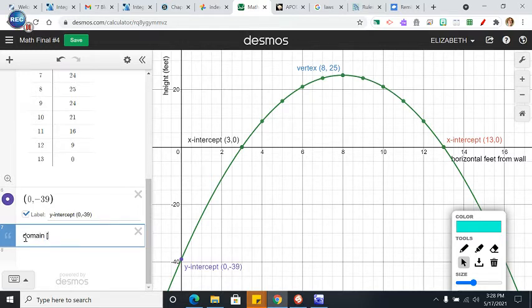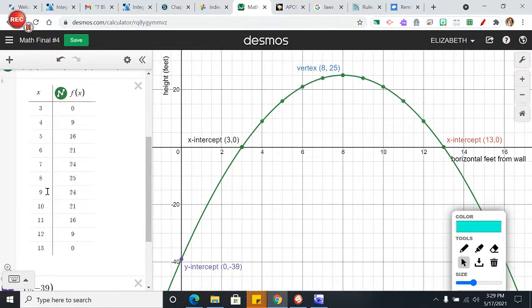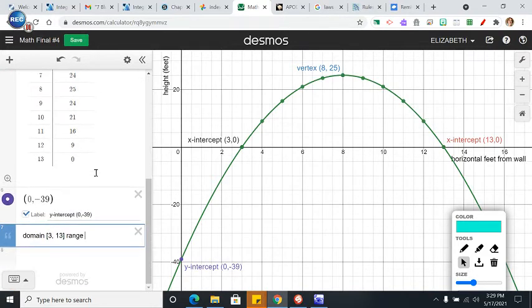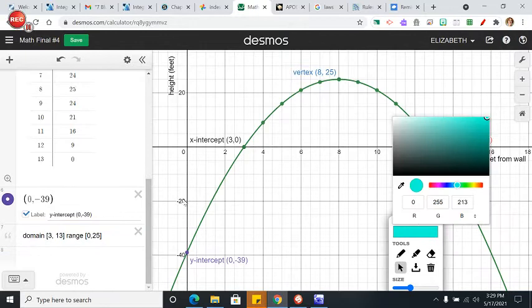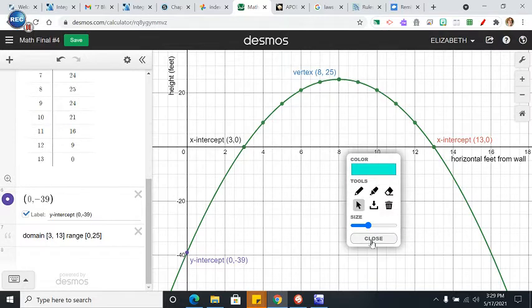And I'm using brackets here for a reason. My domain is 3 to 13. Range is 0 to 25. If you understood domain and range, you could try typing that in. But if that's just something that's really throwing you off, just don't worry about it. Okay, so domain, range, what else do we need? Let's get this out of the way.